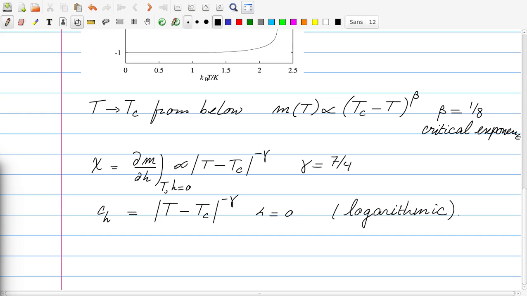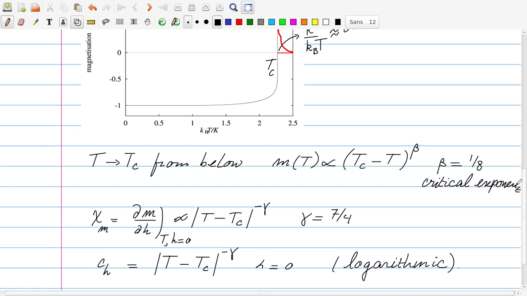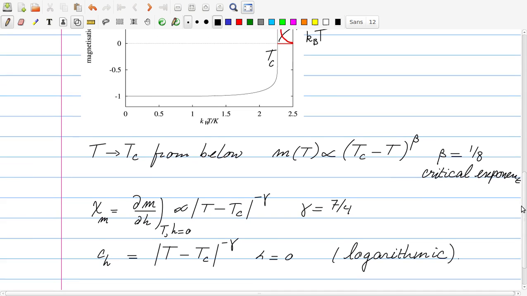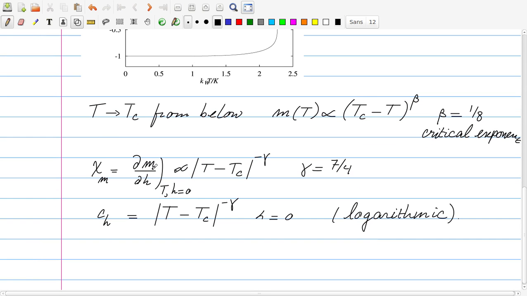Other critical exponents are those of the magnetic susceptibility, chi_M, which tells us how the magnetization changes with field. We evaluate that for zero field, so if we switch on a weak magnetic field, how does the magnetization then increase? So that's what happens here. The red curve is with a small field, and this red line here corresponds to zero magnetic field. And then if we calculate how this variation depends on T, we get T minus Tc to the power minus gamma, where gamma is 7/4 in the case of the Ising model.